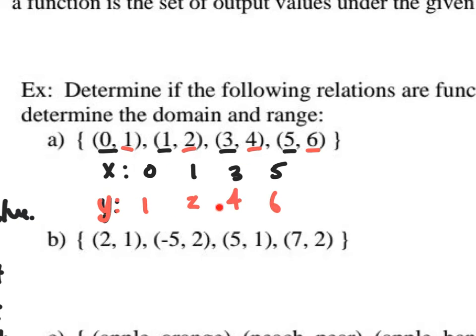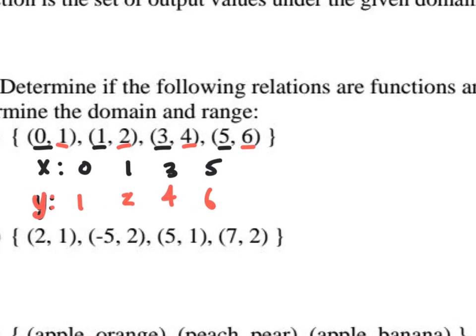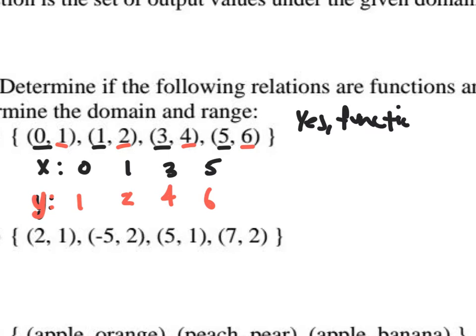When I see these, I notice that all the x values are unique. 0, 1, 3, and 5 don't repeat, and they are associated with exactly one y value. So you have to ask the question: do any x values repeat? If the answer is no, and each is associated with only one y value, then you have a function. So yes, we have a function. That's the first thing: determine if we have a function.